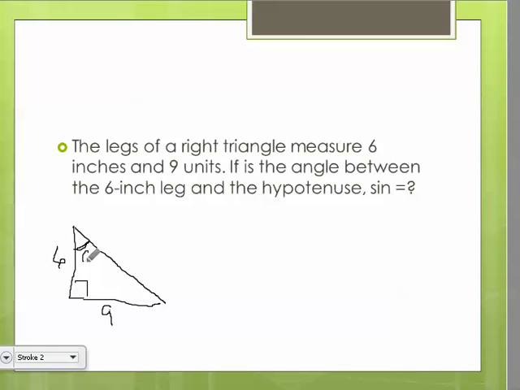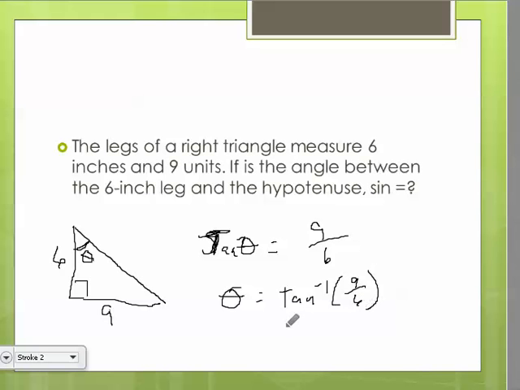This is theta. That's the one we're trying to find. Well, we know that the tan of theta would be equal to the opposite, 9, divided by 6. And that's what we can use. We can say that theta would be equal to the tan inverse of 9 divided by 6. And that shouldn't be a problem.